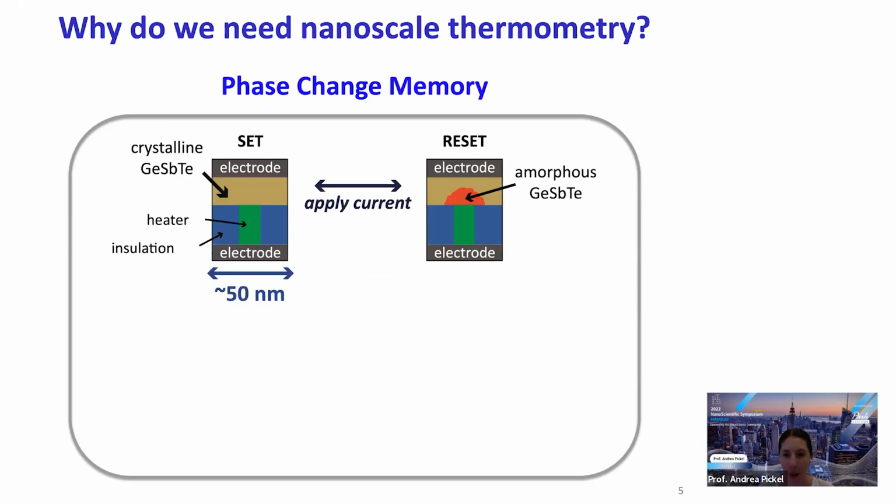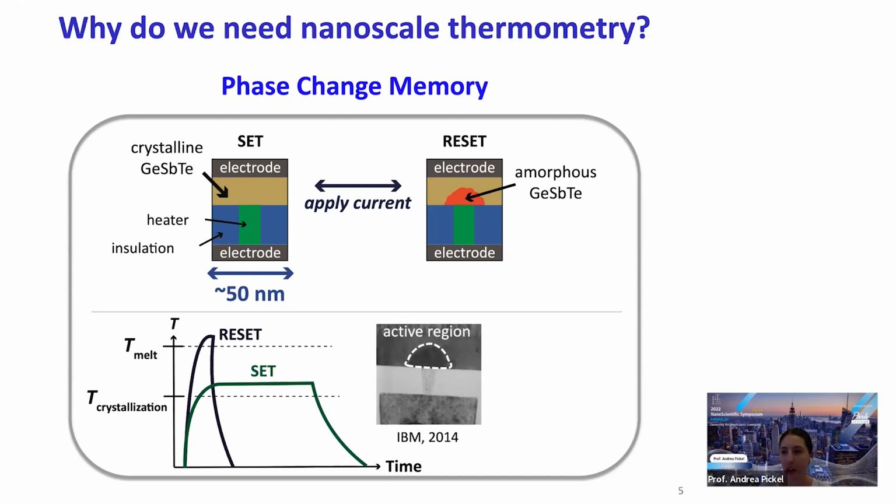Phase change memory is another new hard drive technology that's expected to improve storage densities. And here the idea is to use joule heating to switch a nanoscale amount of a phase change material, typically a chalcogenide glass, between a resistive amorphous state and a conductive crystalline state.